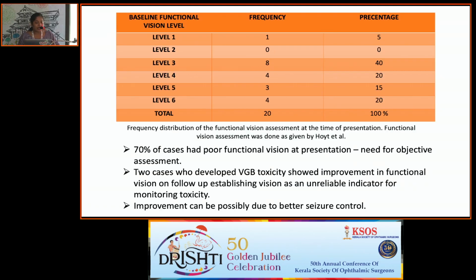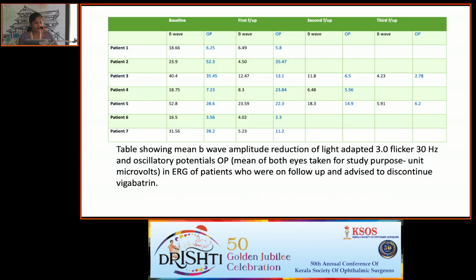This is the distribution of the baseline functional vision assessment, and we can see that about 70% of the cases had poor functional vision at presentation, which indicates a need for an objective assessment. Moreover, 2 cases who developed Vigabatrin toxicity on follow-up actually showed improvement in functional vision assessment, which contradicts the effect it produced. This improvement can possibly be due to better seizure control rather than a direct effect on vision.